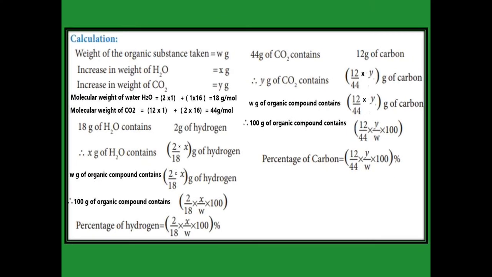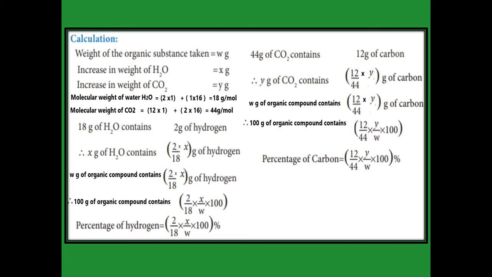Now we are going to find the percentage of carbon and the percentage of hydrogen through this calculation. For the calculation, we take the weight of the organic substance as W gram. The weight of water, from the increment in the U tube, is X gram. The weight of carbon dioxide, from the increment in the potassium hydroxide U tube, is Y gram. Now the molecular weight of water: the formula is H2O, with 2 hydrogens. The atomic weight of hydrogen is 1, so 2 into 1 plus oxygen's atomic weight of 16, and we get 18 gram per mole.